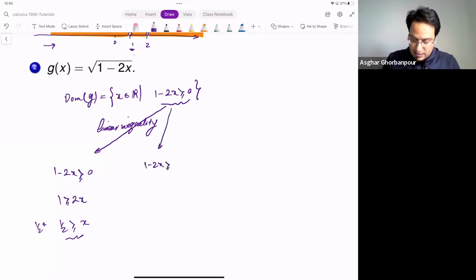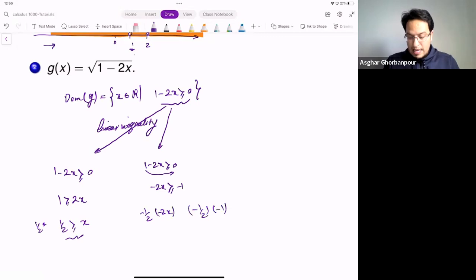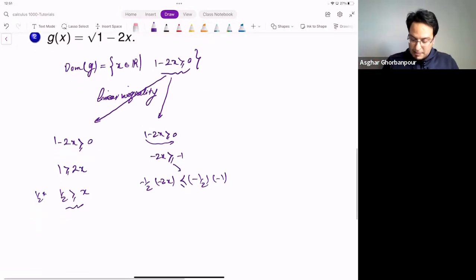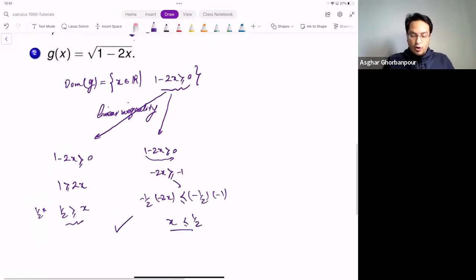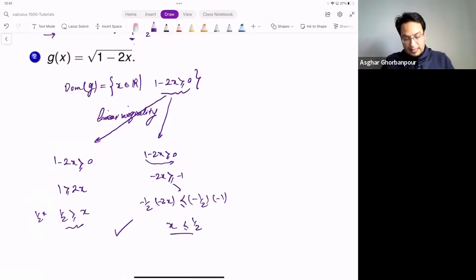I could have done this way. I could have taken 1 to the other side. It will turn to -1. But then I multiply both sides by -1/2. If you multiply an inequality by a negative sign, you have to flip the inequality. That's the rule. And then this means that x is less than or equal to half. Well, the same numbers, yes, that's the same. This works when you have a linear inequality.